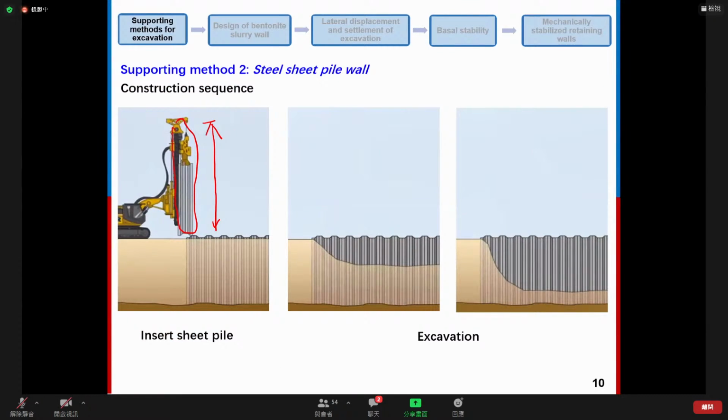So here you can see the construction sequence of sheet pile wall. Sheet pile walls are formed by interlocking. So you can see interlocking the sheet pile section. So we install the sheet pile section by section. After we finish the installation of the sheet pile wall, and then we start to do the excavation. This is different from soldier pile wall.